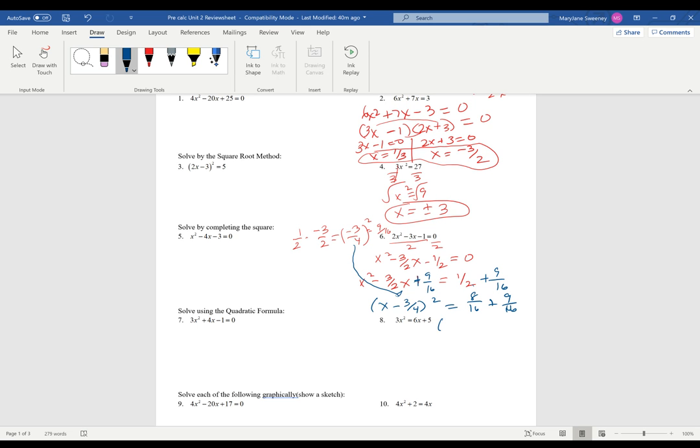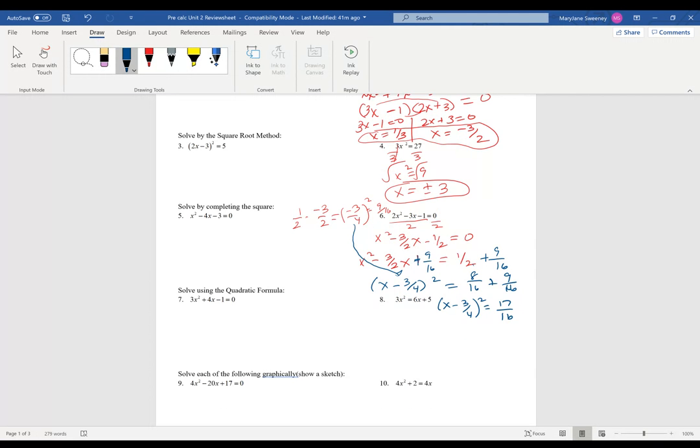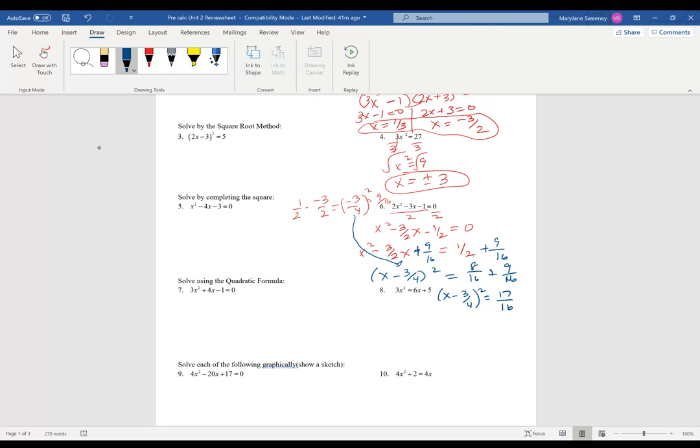So remember, I've talked about the importance of knowing things without a calculator. So you should be able to add your fractions without a calculator.